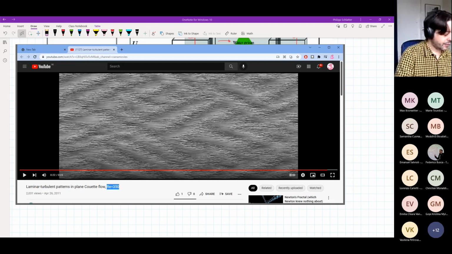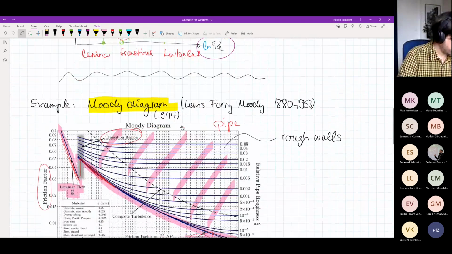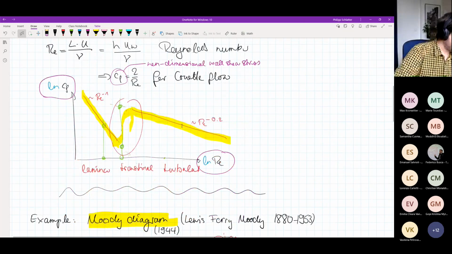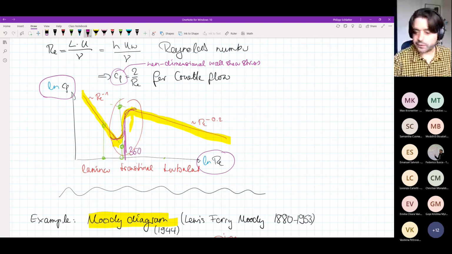So that means this Reynolds number of 350, if you go back to our diagram here, would be somewhere in this transitional region. So somewhere here would be perhaps 350.